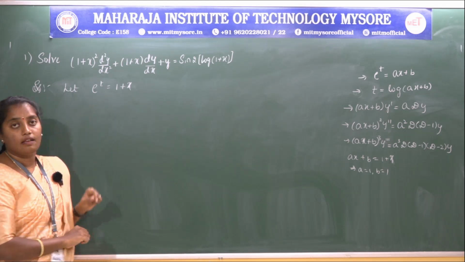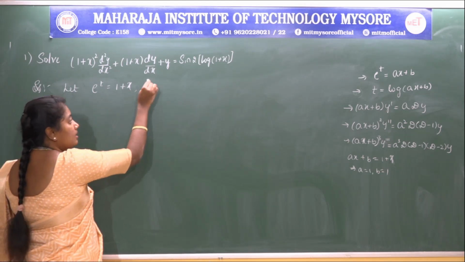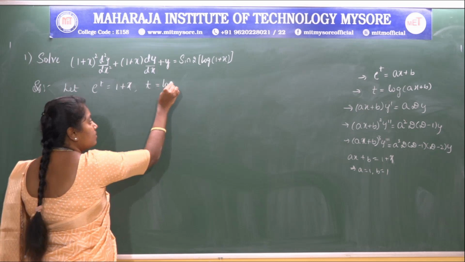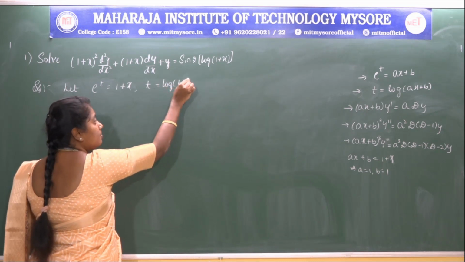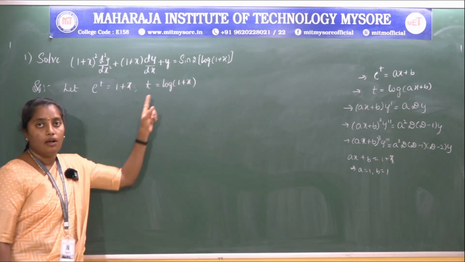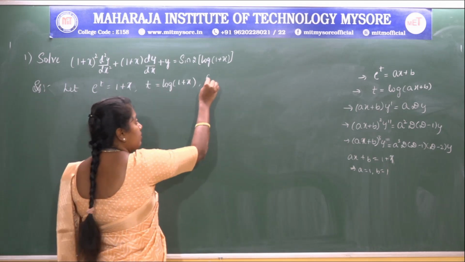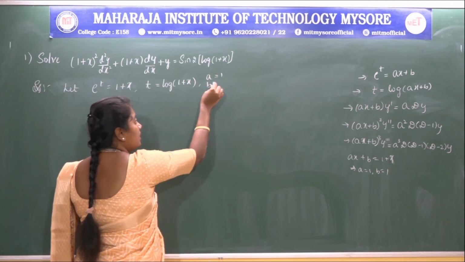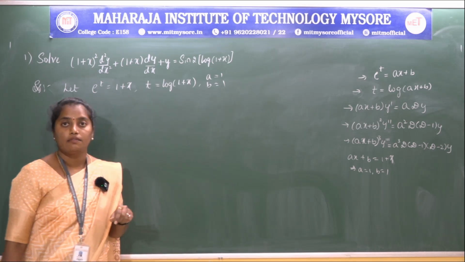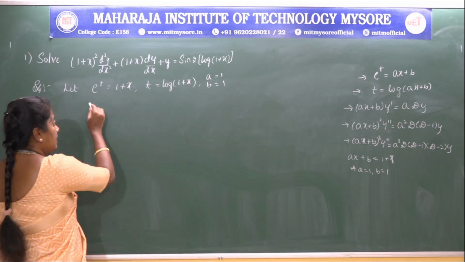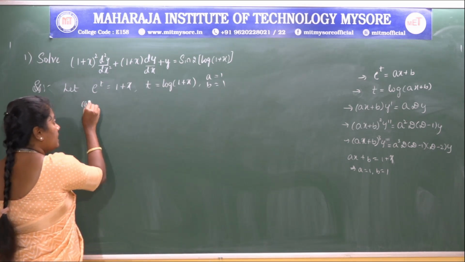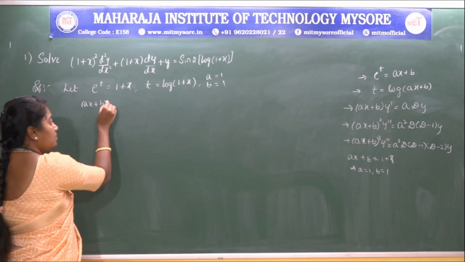e power of t is equal to 1 plus x, then the value of t is equal to log of (1 plus x), and the value of a is equal to 1 and the value of b is equal to 1. Then the derivative values, that is, (ax plus b) into y dash.